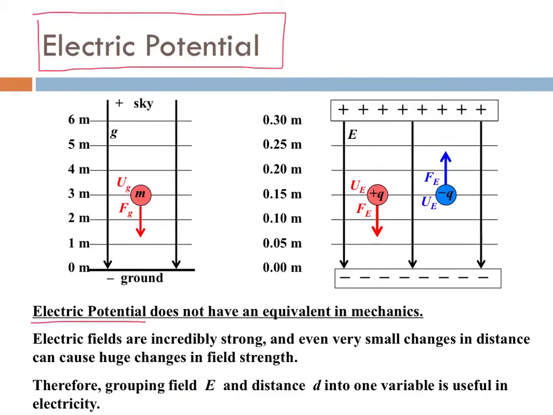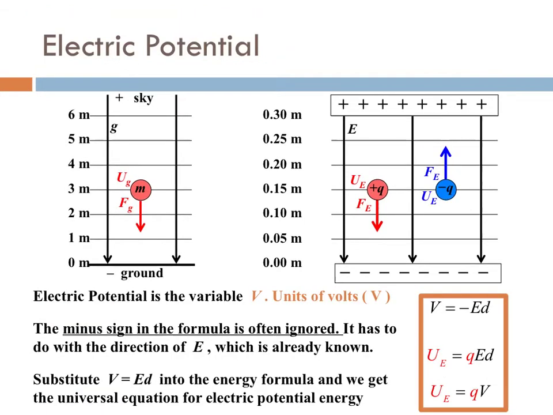But we do know that electric fields are incredibly strong, and even very small changes in distance can have huge changes in the field strength. So grouping E and distance D into one variable is very useful in electricity. So we're going to refer to this new variable as electric potential, and we're going to give it the variable V. Its units will be volts. The minus sign in this formula is often ignored. It's just to tell us the direction of the electric field, which in this case we already know.